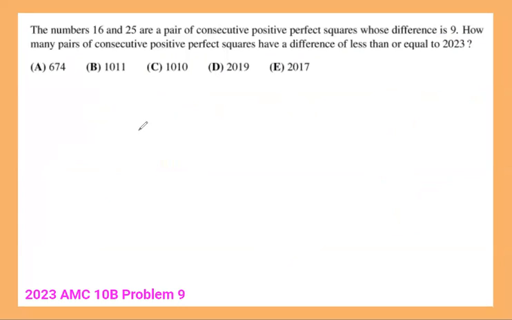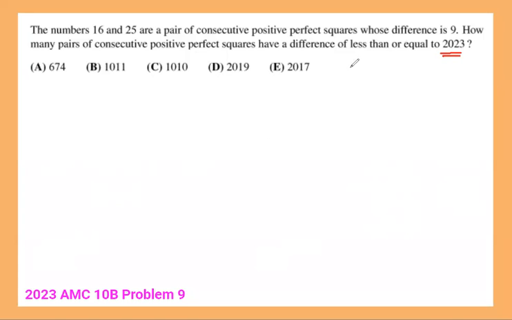In this question, we are told that 16 and 25 are a pair of consecutive positive perfect squares. Their difference is 9. How many pairs of consecutive positive perfect squares have a difference less than or equal to 2023? Oh my goodness. So you want to be seeing a pattern or a connection between what we are given and what we are looking for.